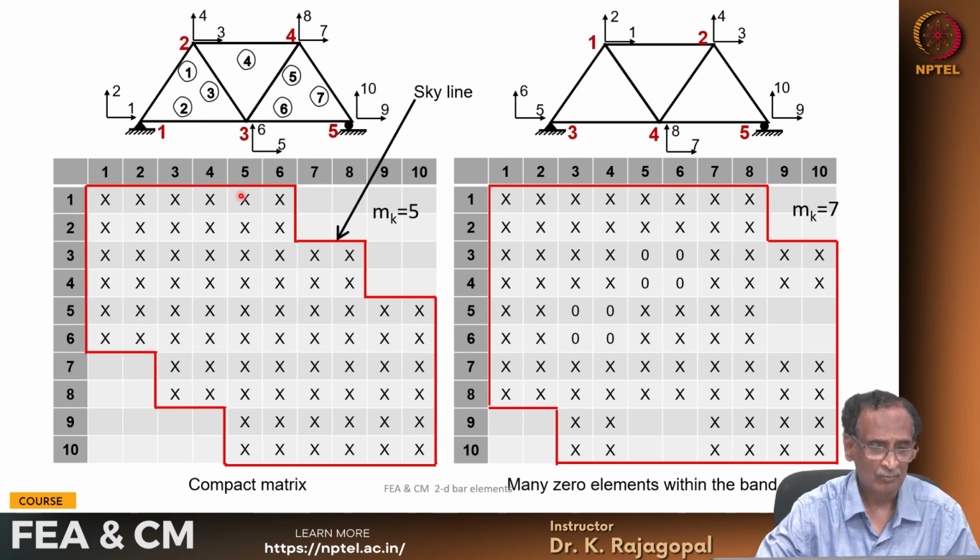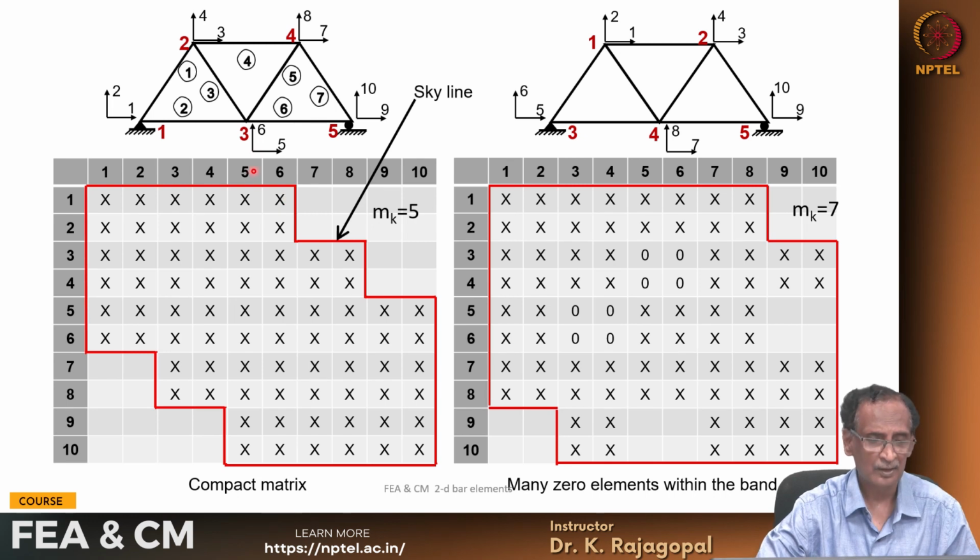Actually, these x's refer to non-zero quantities, and this red highlighted line defines our band. So our degree of freedom 1 is connected to degrees of freedom 1, 2, 3, 4, 5 and 6, and it is not connected to 7, 8, 9, 10. So beyond column 6 in row 1 you will have zeros, and similarly in row 2, corresponding to degree of freedom 2, you have zeros.